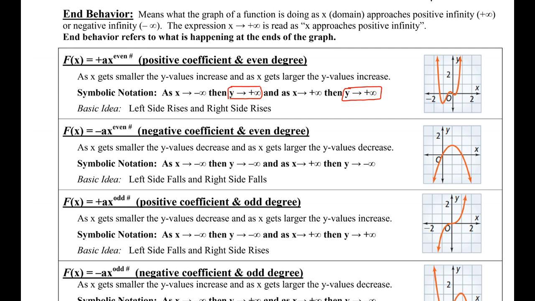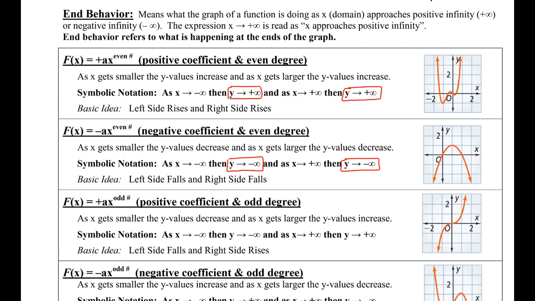So for the next one, if I have a negative coefficient but still an even degree, it says as x gets smaller, y decreases, and as x gets larger, y decreases. So as x approaches negative infinity, y approaches negative infinity. And as x approaches positive infinity, y approaches negative infinity. Again, the only part that's changing here is the part inside the y.